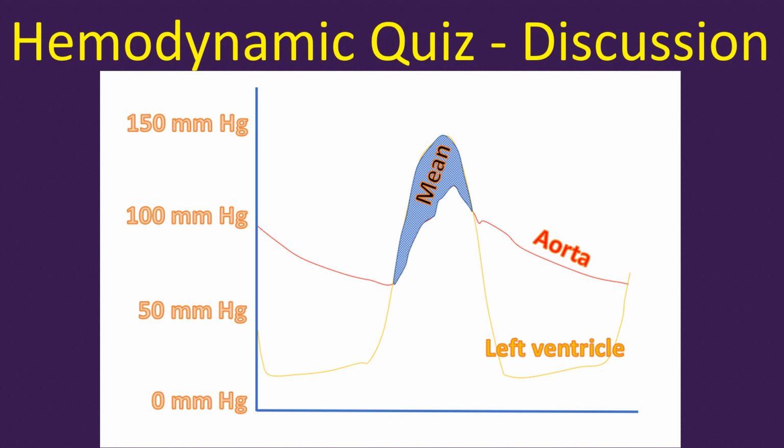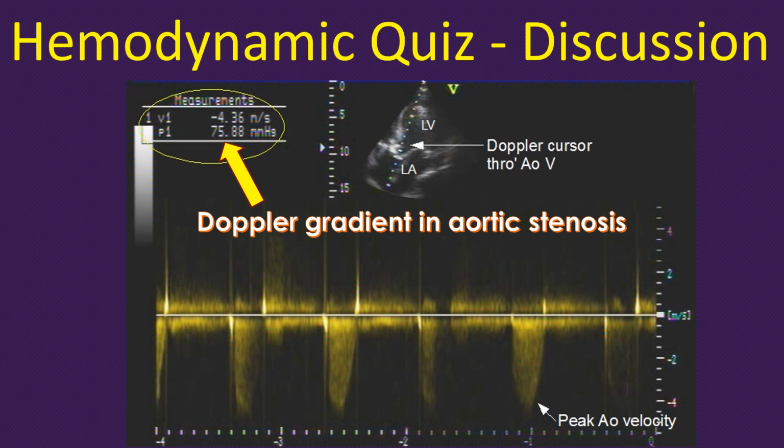An electronic mean gradient is calculated using computer processing. Earlier, it used to be measured by manual planimetry on a printout taken on graph paper. The gradient measured on Doppler echocardiography is peak instantaneous gradient and not peak-to-peak gradient.